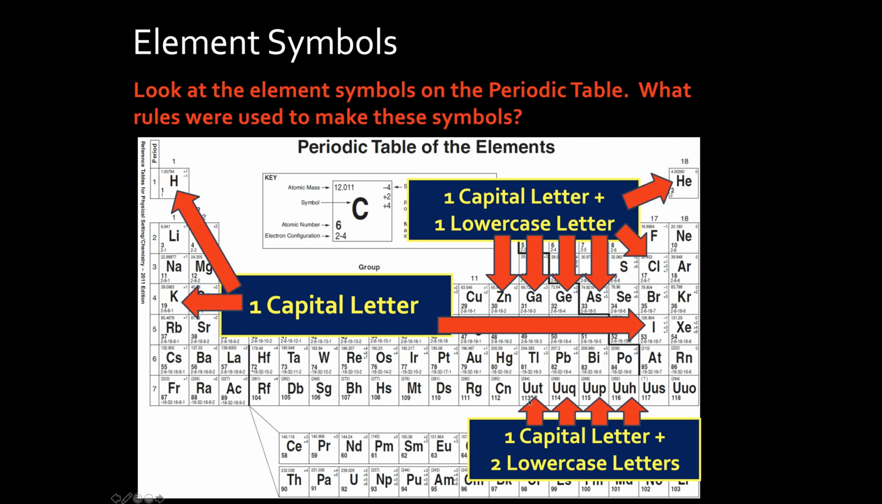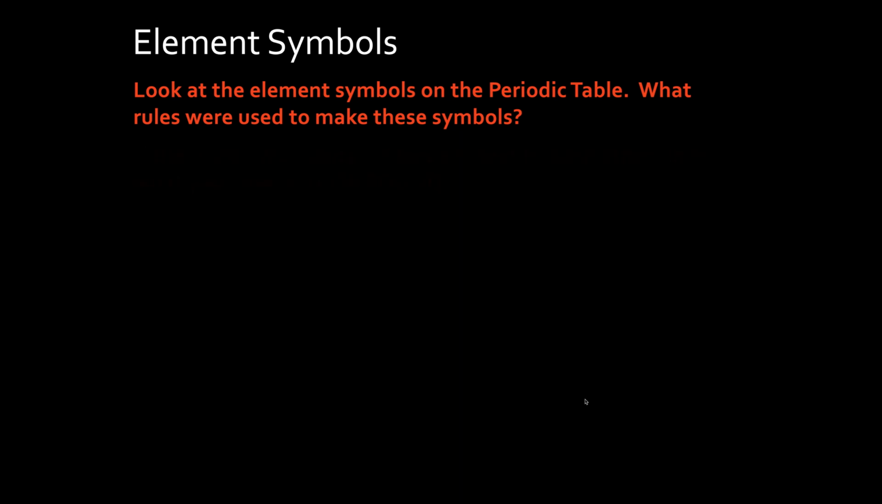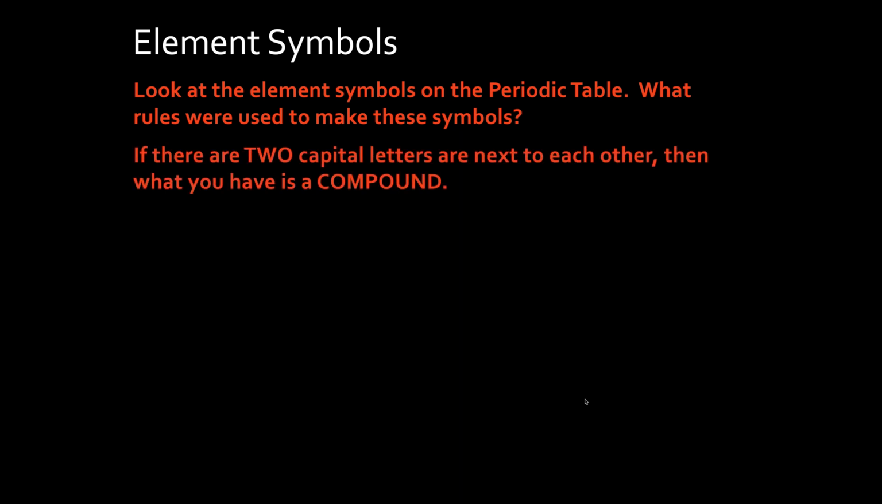Untrium means 113ium. Unquadium is 114ium. Unpentium is 115ium. But these have already been given systematic names. They're just not appearing on this particular reference table. So if you have two capital letters next to each other, then you know what you have is not an element, but rather a compound.